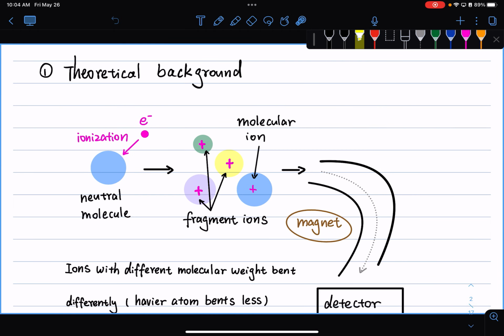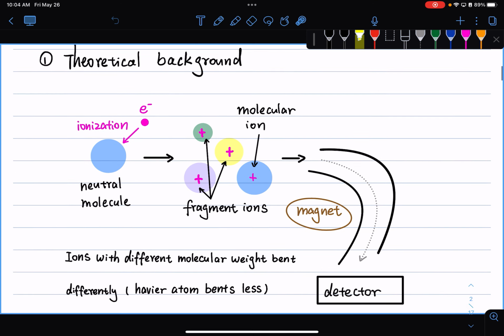first thing, theoretical background. So this is a crude sketch of what is happening in your mass spectrometer. Imagine you have an unknown neutral molecule. It can be any kind of molecule, just a random organic molecule. We feed that organic molecule into the mass spectrometry machine, and what that machine is going to do is shoot a high energy electron beam to break your neutral molecule into different fragments.